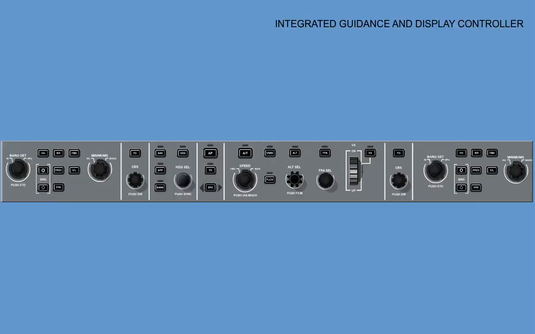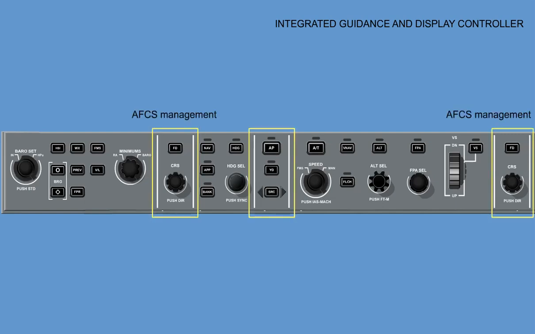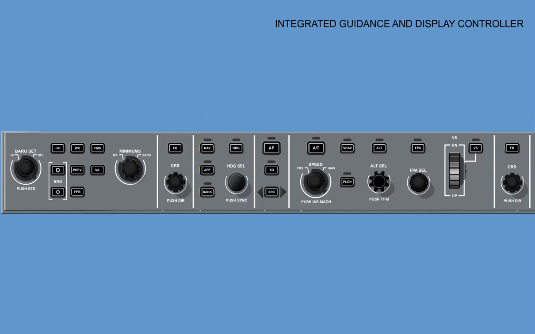Integrated Guidance and Display Controller. The Integrated Guidance and Display Controller, also known as the Guidance Display Control Panel, GP, provides the means for selection or deselection of the following FGCS functions: lateral guidance, AFCS management, speed control, and vertical guidance.